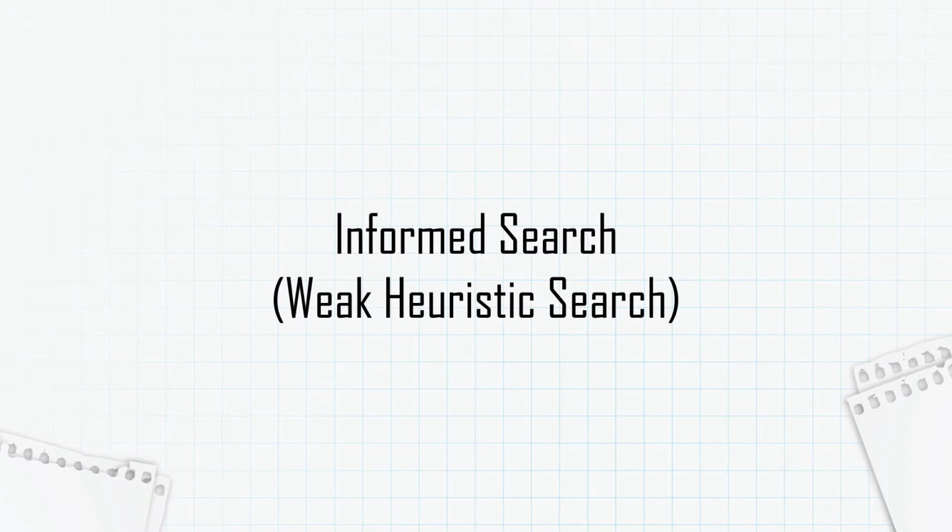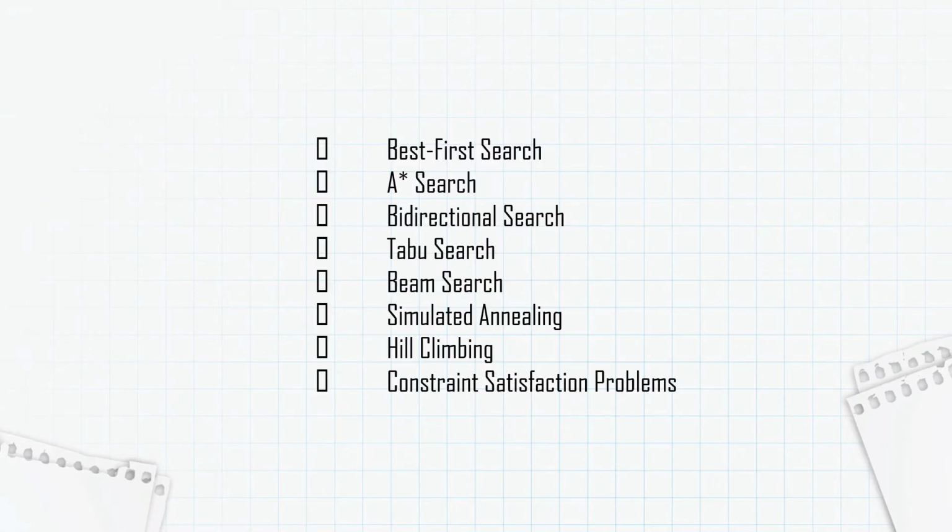The second technique is informed search, or weak heuristic search. Most of the time when you search for heuristic search, informed search will come out because it makes use of a heuristic function. Unlike uninformed search, informed search has information about the estimated distance from the current state to the goal state. That is why uninformed search takes a longer time and more memory, because it searches the entire space to find the solution. Examples of informed search are best first search, A-star search, hill climbing, and more.